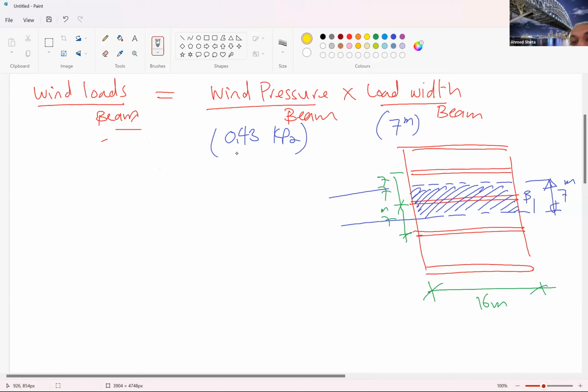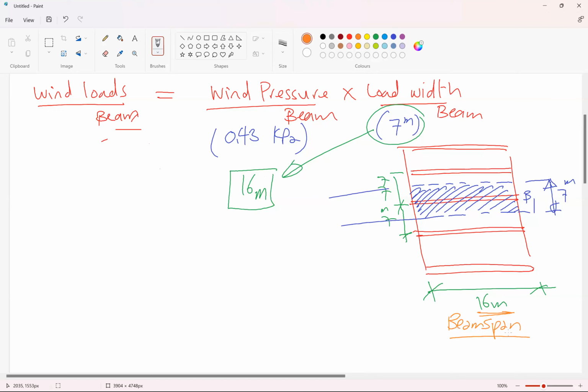The common mistake is here. Some students, from previous deliveries, I just want to mention to avoid this, take 7 meters by 16 meters instead of 7 meters. So what is 16 meters here? They take the beam span as the load width. Is that correct? The beam span? Not correct. The load width is not the beam span. Is that right? Of course, it's different. Okay, so I just want to explain this to avoid it in the future.